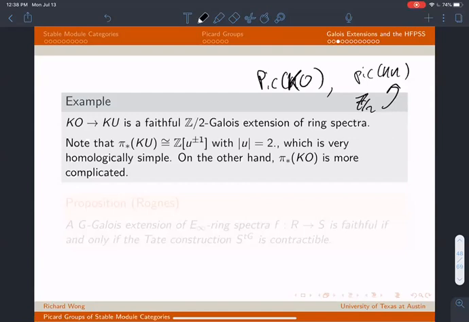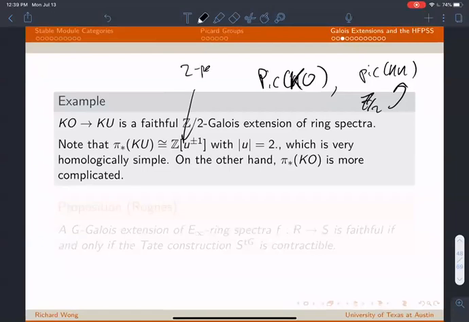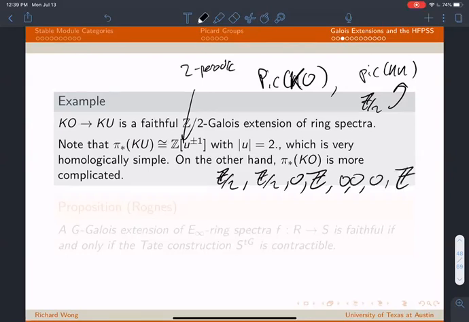So the nice thing about KU is that it's 2-periodic with a generator in degree 2, and it's homologically very simple. And on the other hand, the homotopy groups of real K theory are more complicated. It has the Bott song Z, Z mod 2, Z mod 2, 0, Z, 0, 0, 0, Z, and it's eightfold periodic.